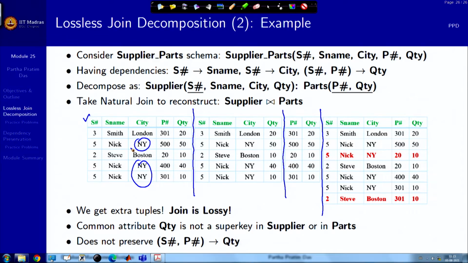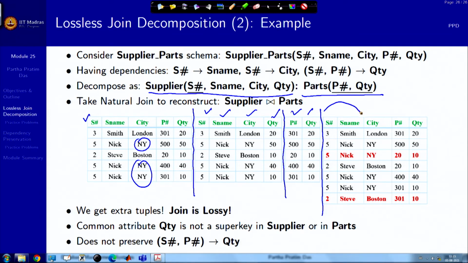Now, we want to decompose this, and this is what we have done. In one relation, we have put the supplier ID, name, city and quantity. In the other, we have put product ID and quantity. Right? This is the decomposition we have done.